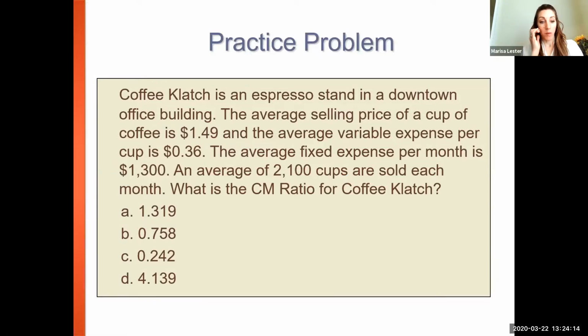Here's another practice problem. What is the CM ratio for Coffee Klatch? You're given a lot of data here. Average selling price or sales price per unit of a cup of coffee, $1.49. Average variable expense per cup, 36 cents. Average fixed expense for the month is $1,300. Average of 2,100 cups are sold each month. So a lot of additional information in there you need to weed through. What is the CM ratio for Coffee Klatch?